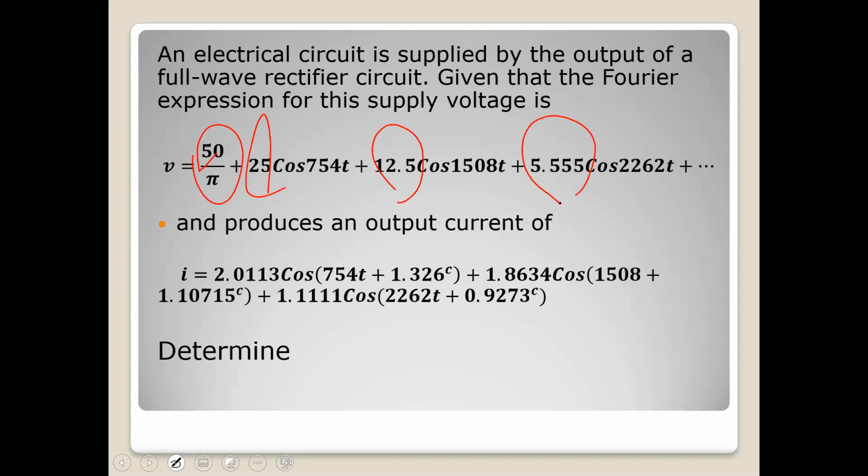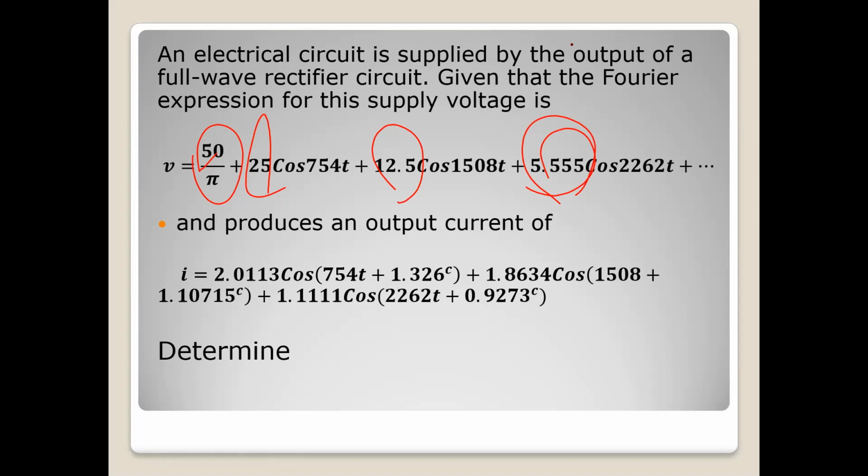12.5 is 2 times 25. Yeah, but so what is the relationship between 5.5 and 12.5? Sir, yeah, I see it, sir. I see it. Come on, gentlemen. What are harmonics? Hold on, sir. I would say there are 3 harmonics based on the fact that the fundamental is 754.